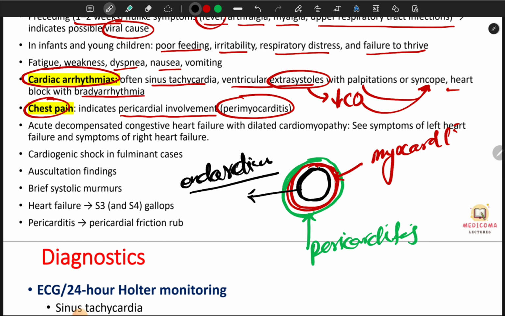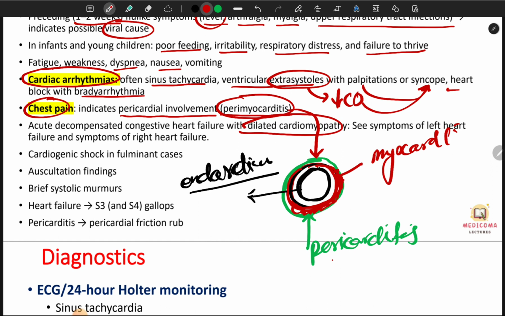So due to persistent inflammation of the myocardium, the overlying layer, which is called pericardium, is also involved. This leads to the condition called perimyocarditis, meaning persistent inflammation of the myocardium leads to inflammation of the pericardium. Then acute decompensated congestive heart failure with dilated cardiomyopathy.